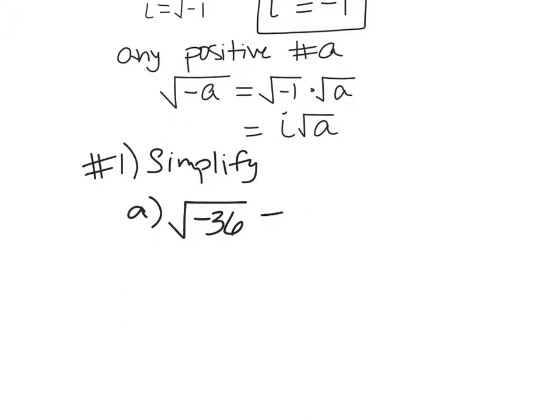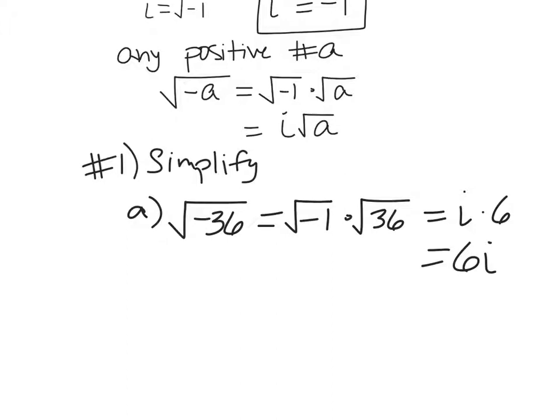So this is the same thing as doing this: -1 times rad 36. Do you agree that those are equal? We learned a property this week that said that you can split them up. The square root of A times B. And this, what's the square root of -1? It's I. What's the square root of 36? 6. So the answer is 6I.